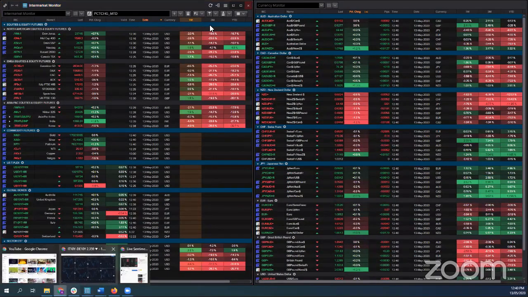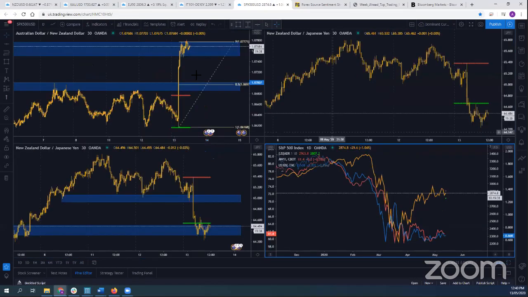Now, some of the currencies that we are looking to pair against the Kiwi, the first one is the Australian dollar.